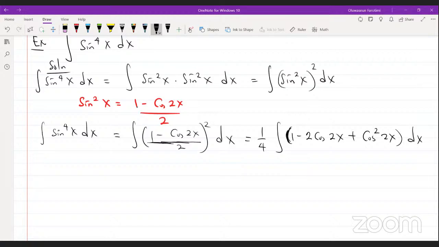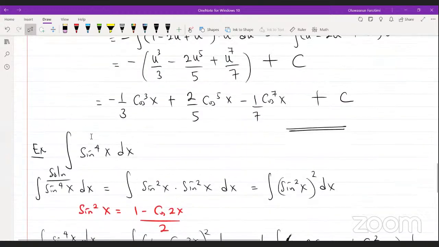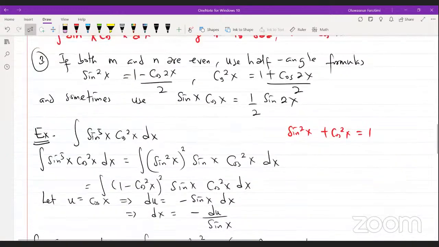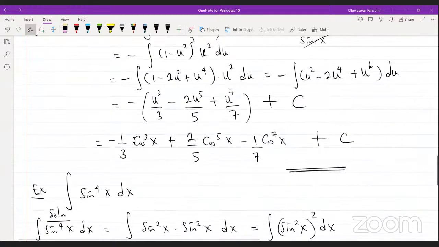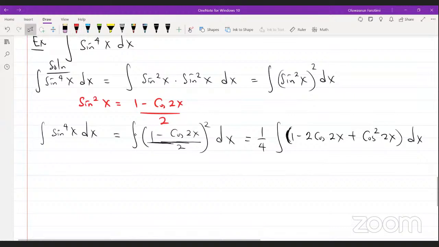Okay, so what else can we do from here? Let me back up a little bit so that I can show you something. Over here we have cosine squared of x, right? If you take a look, cosine squared of x equals 1 plus cosine of 2x over 2. So we need that same ideology right here.